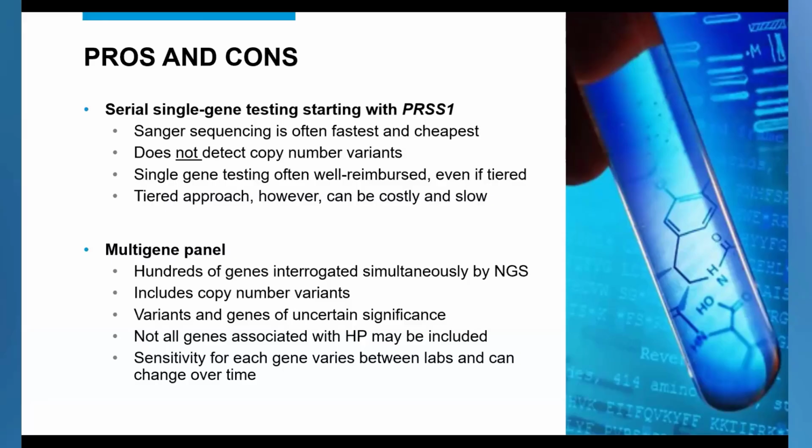So one could then consider a multi-gene panel approach instead, where you could actually interrogate hundreds of genes simultaneously with one technique, and that would be NGS or next generation sequencing. The beauty of NGS is not just the ability to more comprehensively test more targets, but you can also detect copy number variants, which, remember, again, with single gene testing by Sanger sequencing, you're going to miss those.